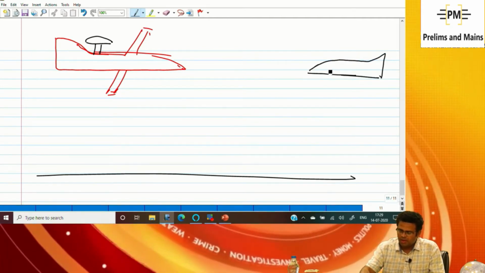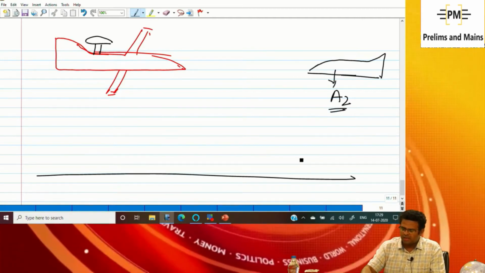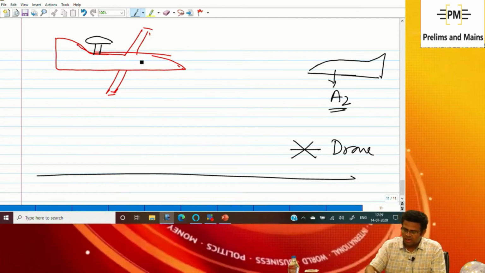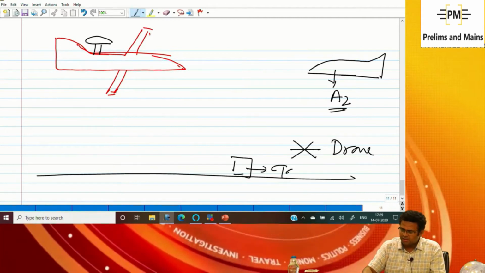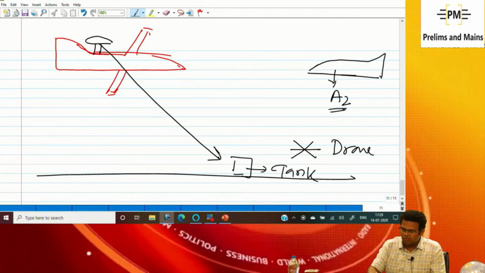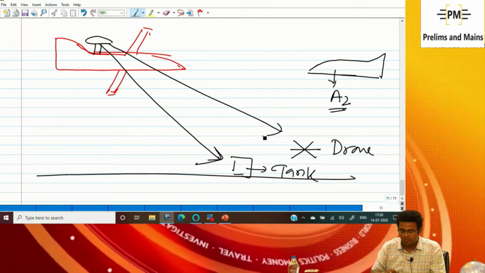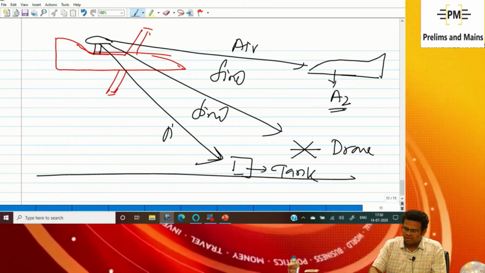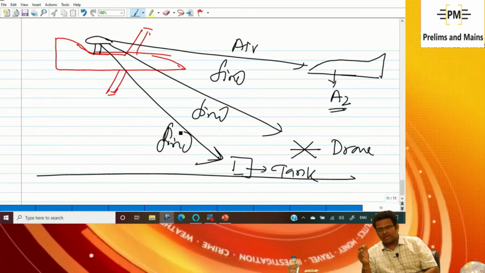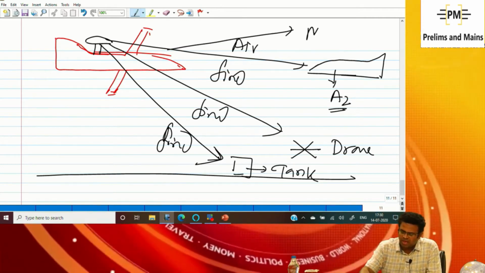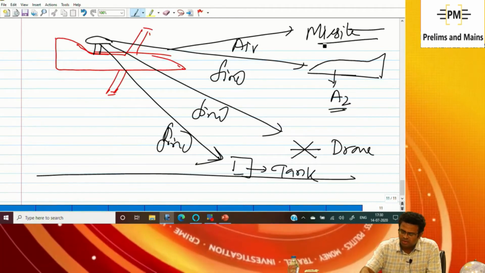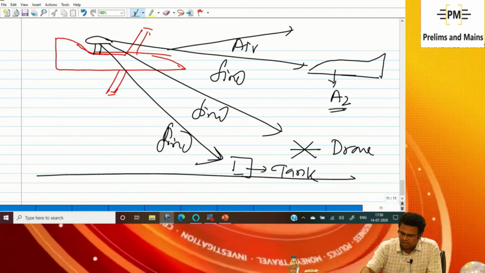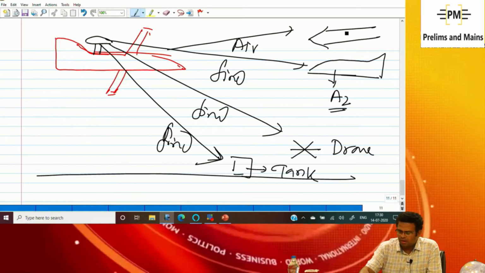Maybe it can strike another aircraft, A2. There can be a drone, maybe a UAV, or maybe a tank on the ground. So this radar will be able to find the tank on the surface, any drone flying, and any aircraft. They are able to find all these, tanks, drones, any other aircraft, or any missile which is coming in the air. If any missile is coming, that can also be detected.